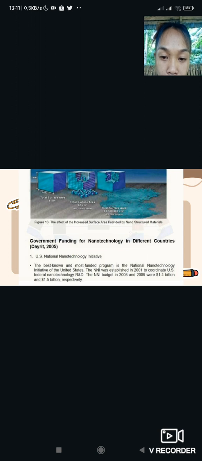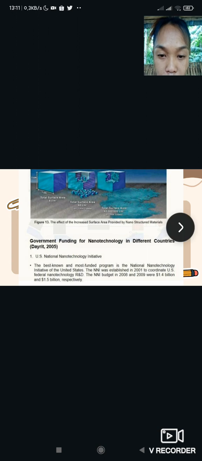Next, government funding of nanotechnology in different countries. First, the U.S. National Nanotechnology Initiative. The best known and most funded program is the National Nanotechnology Initiative of the United States. The NNI was established in 2001 to coordinate U.S. federal nanotechnology R&D. The NNI budget in 2008 and 2009 were $1.4 billion and $1.5 billion respectively.